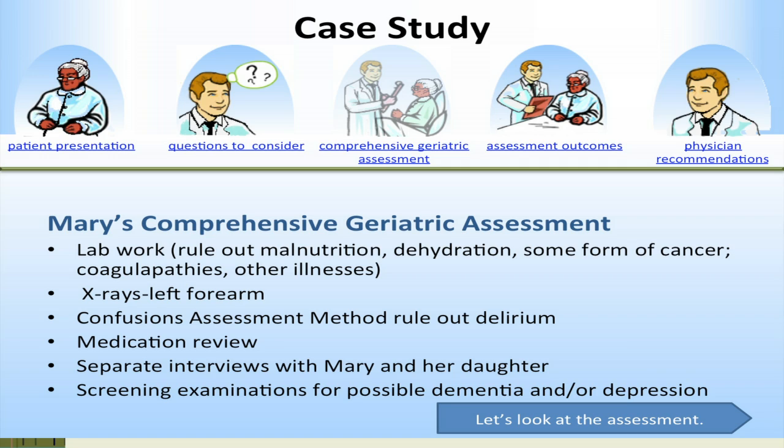Separate interviews with Mary and her daughter, because remember, these are important issues. If we want to determine whether abuse is there, we want to do this in private and separate from each other as far as the interviews. And then screening examinations for possible dementia and/or depression.